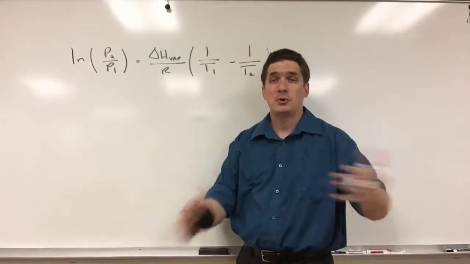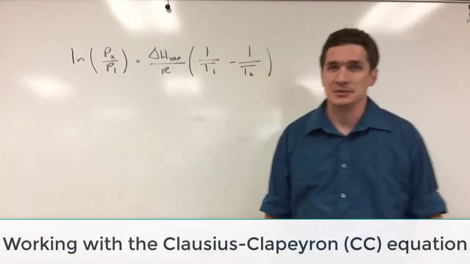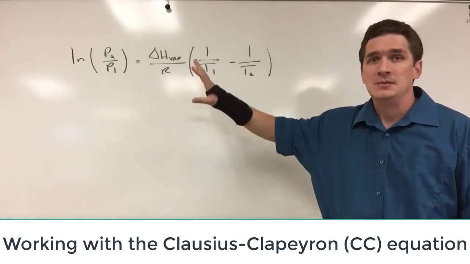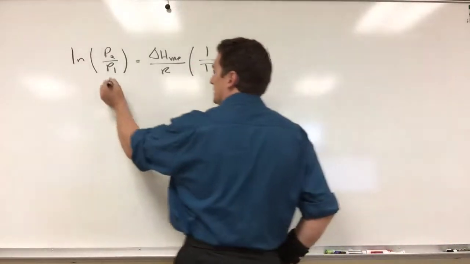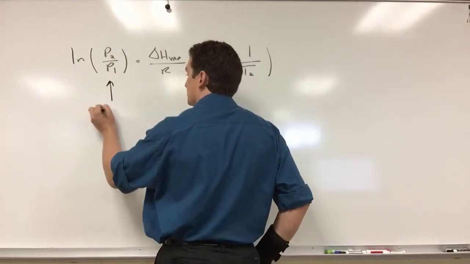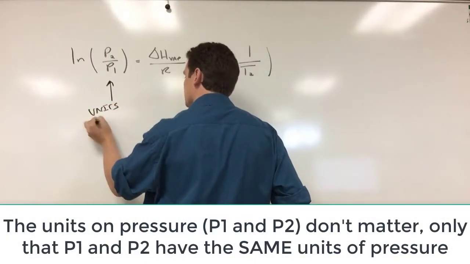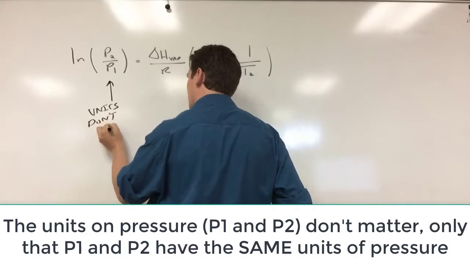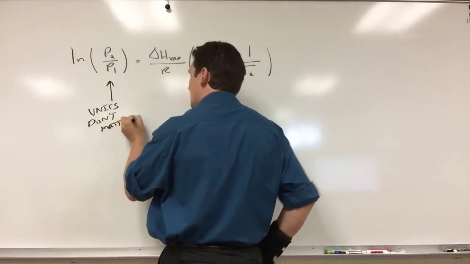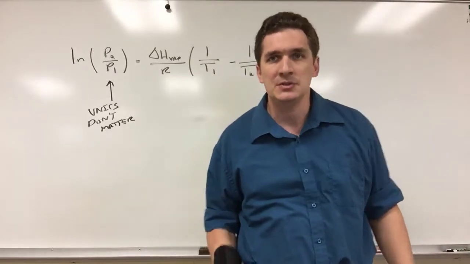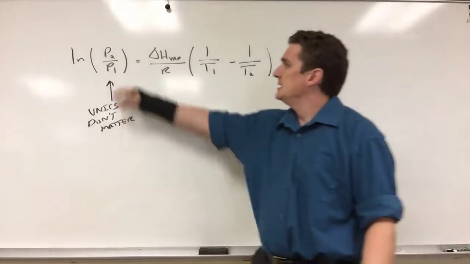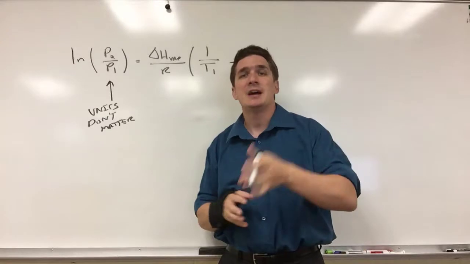All right, the practical video on working with the Clausius-Clapeyron equation. So, a few things on this equation. First of all, the pressure terms. Here, the units don't matter. And the reason the units don't matter is that we can't take the natural log of units. So the only rule here is that in P2 over P1, both pressures have to have the same unit.